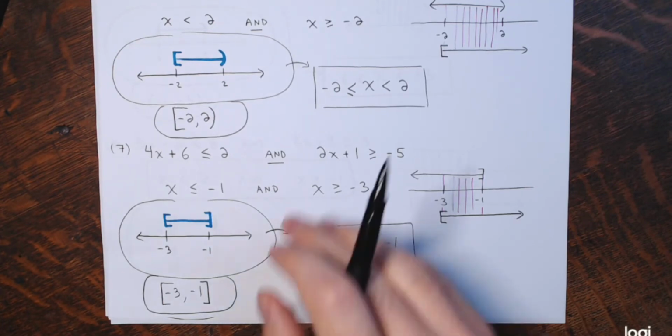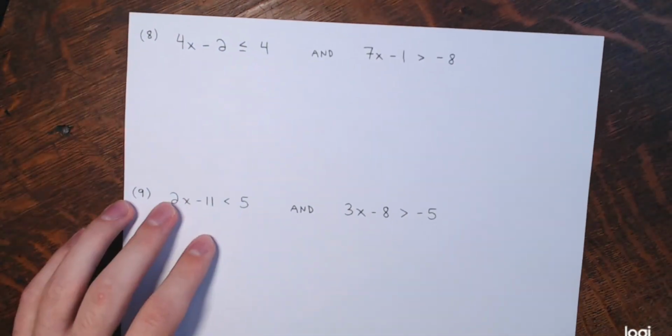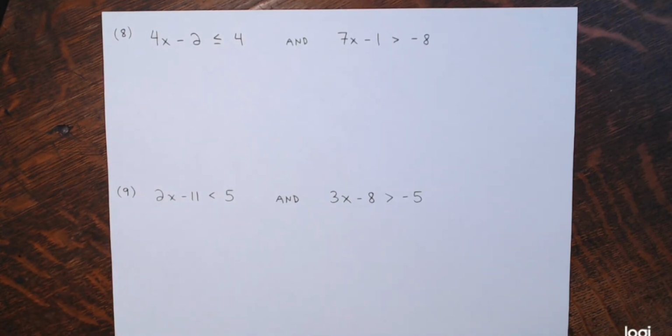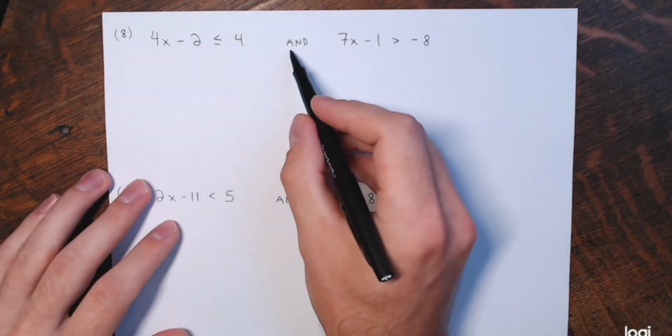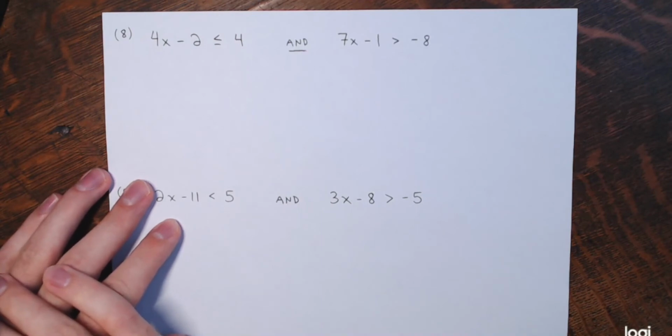Alright, next example. Same stuff, just kind of over and over again. Maybe eventually we'll get to an example where the solutions aren't just in between two numbers. Then you can't make one of those connected inequalities. Alright, so example 8.